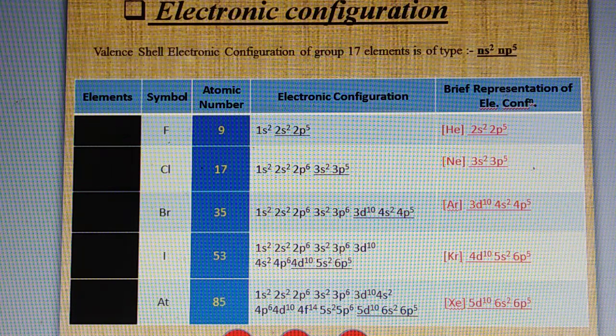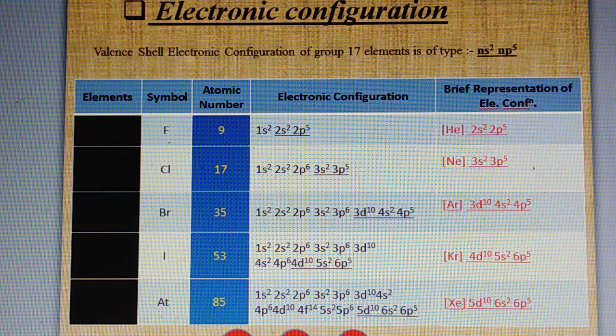Continue with the electronic configuration for group 17. Group 17 are fluorine, chlorine, bromine, iodine and astatine. If you observe the brief representation, for fluorine it is helium 2s2, 2p5. For group 16 it is 2s2, 2p4, so for 17 one more electron will be there. Then chlorine, neon 3s2, 3p5. Argon 3d10, 4s2, 4p5. Krypton 4d10, 5s2, 5p5. And for astatine it is xenon 5d10, 6s2 and 6p5.